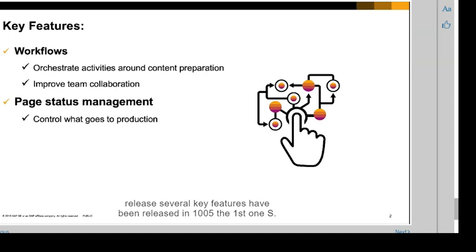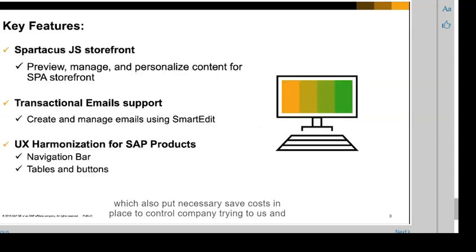Several key features have been released in 1905. The first one is workflows. Managing website content often becomes a multi-step process that requires collaboration among team members to prepare content for publishing. Such activities as creating, translating, and reviewing content have to take place before it is ready. In the 1905 release, we introduced CMS workflows that will help organizations orchestrate these activities and automate some of the flows around content management. With page status management, we also put necessary safeguards in place to control content readiness.